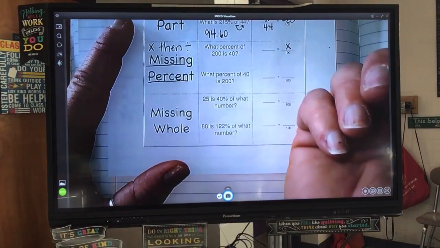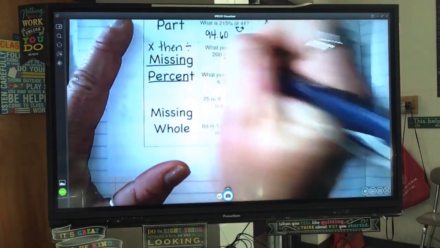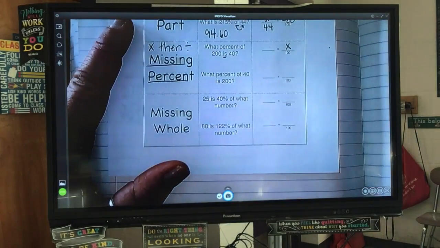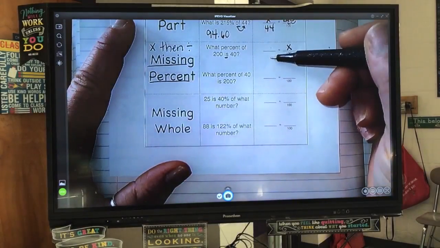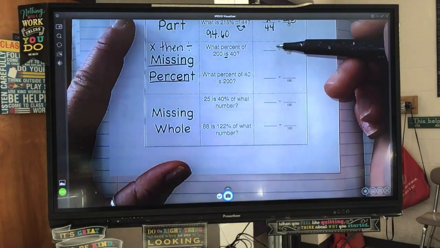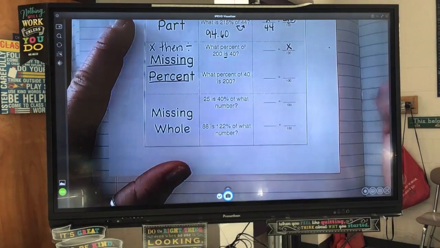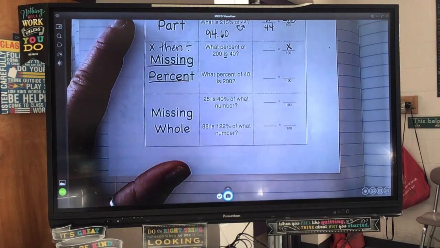Alright, the word "is", what is that telling us? What do you think, Delilah? It's going to tell us division, you're right. But for our numbers over here, we're looking for the part and we're looking for the whole. Which number is the part, which number is the whole? So we have 40 and we have 200. Which one is the part? And it's okay if you don't know, that's why we're going through this. Which one do you think is the part?